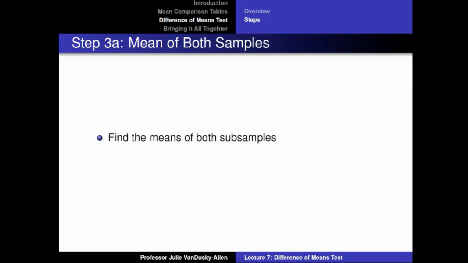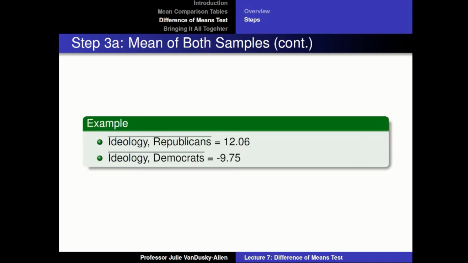The first step in calculating the t-statistic is finding the means of both samples. The mean for Republicans was 12.06, and the mean for Democrats was negative 9.75.